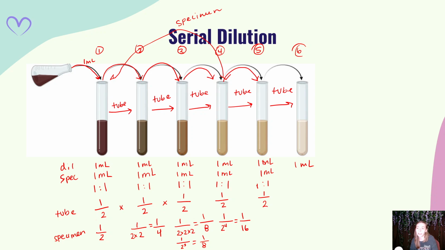I have now diluted by a factor of 2 5 times. 1 over 2 to the 5 equals 1 over 32. Last one, I take another milliliter. Again, new tube to old tube, 1 to 1. I have again diluted by a factor of 1/2 because it's 1 to a total volume of 2. But my specimen dilution is now diluted by 2 6 times. So 1 over 2 to the 6th, which equals 1 over 64.